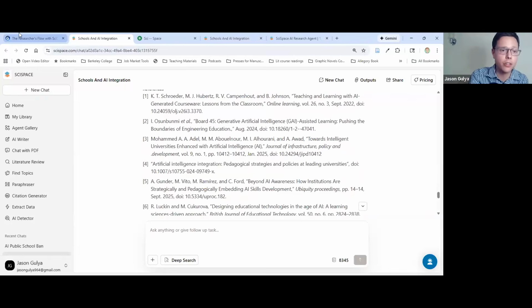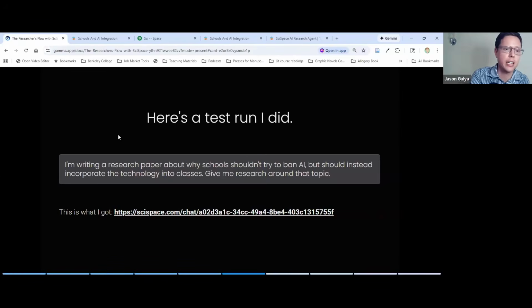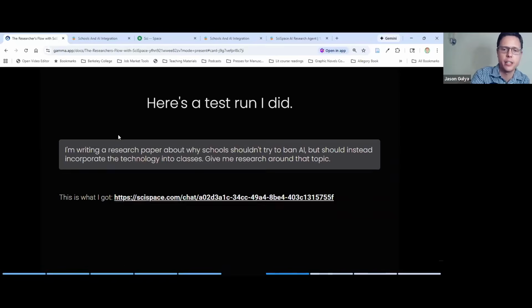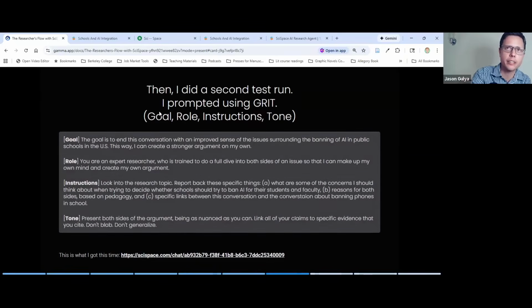Now, I did another test run. And again, if you have the slides, you can click through and see the different outputs. So I did a second test run, and this time I used what I often call the grit formula, right? My idea is that if we're using SciSpace, we want to have a process that gets us to do the hard work when that hard work is useful, right? The AI program is there to help us with some of the grunt work, but in the end, we want to be doing the heavy lifting because we are accountable for the research. So grit: goal, role, instructions, tone.